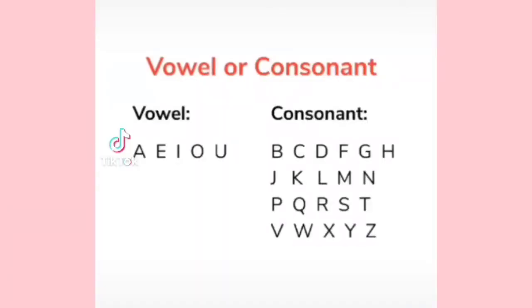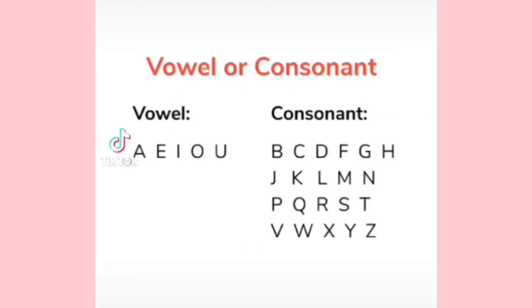In the alphabet, we also have vowels and consonants. For vowels, these are A, E, I, O, U. And then for consonants, we have the rest.